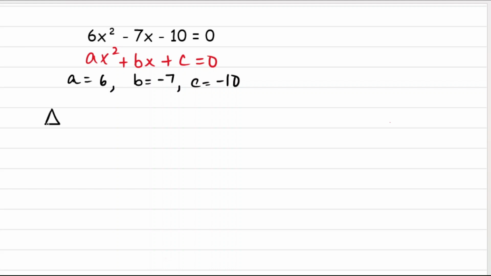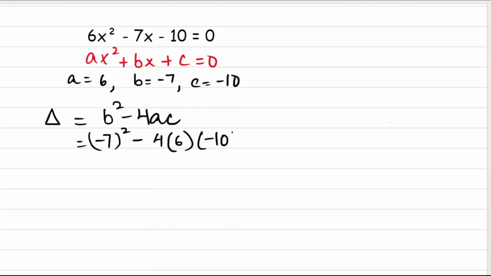Now, let's calculate the discriminant quantity. Delta equals b squared minus 4ac. b squared is minus 7 whole squared minus 4 times a, which is 6, and c, which is minus 10. Now, minus 7 squared is 49, minus minus is plus. Two minuses always make a plus. 4 times 6 is 24 and 24 times 10 is 240. Now 49 plus 240 gives me 289. Is this greater than 0?